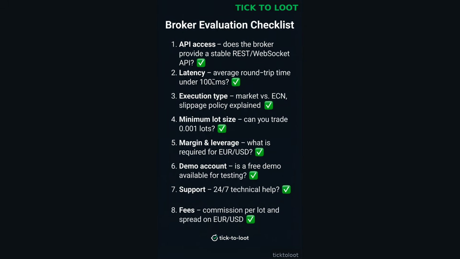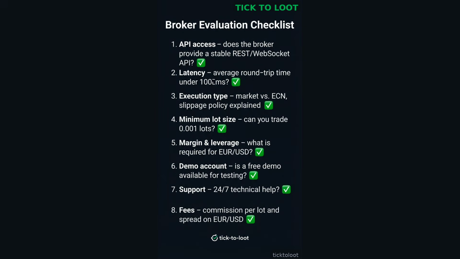3. Execution type and slippage policy. Does the broker use market execution, ECN, or a mix? Check how they handle slippage. Do they guarantee execution at the requested price, or do they allow a few pips of deviation?